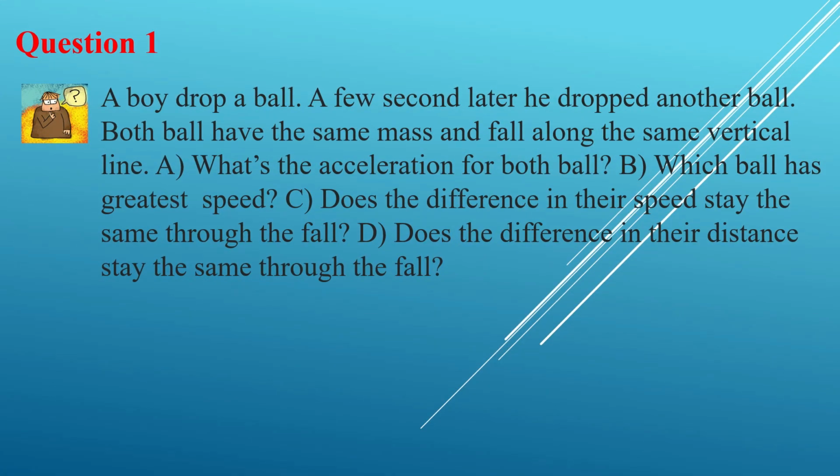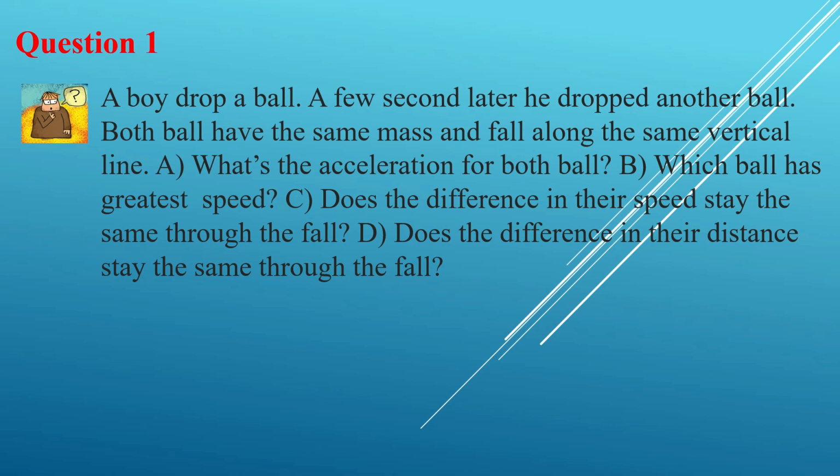So this problem says a boy dropped a ball. A few seconds later, he dropped another ball. Both balls have the same masses and fall along the same vertical line. And the first part asks me what's the acceleration for both balls.